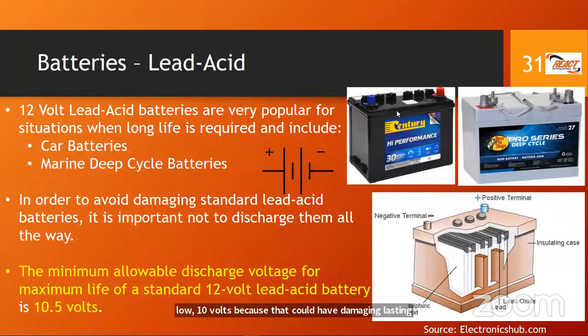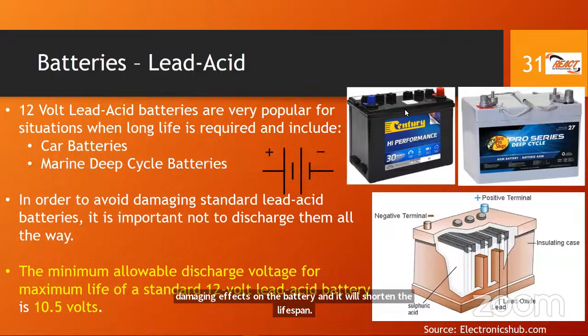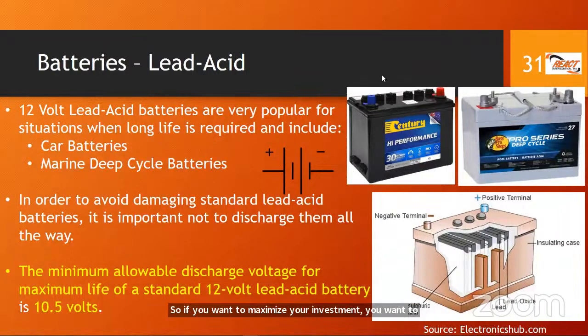So if you want to maximize your investment, you want to maximize how long after you purchase a battery it will last for you for a couple of years to come, you just want to make sure you don't let that voltage drop less than 10.5 volts, and it's an exam question. The minimum allowable discharge voltage for maximum life of a standard 12 volt lead acid battery is 10.5 volts.